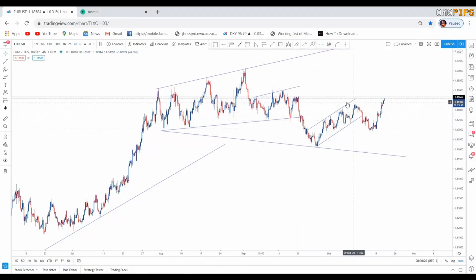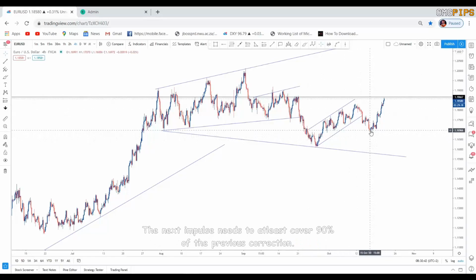As you can see, we normally understand that when these kinds of patterns occur, they come into confirmation for reversals. As you can look quite closely here, we were expecting it to come till this far to most probably complete the 90% rule that we have, that the next impulse needs to at least cover 90% of the previous correction. So that is also the rule of my strategy that I use.